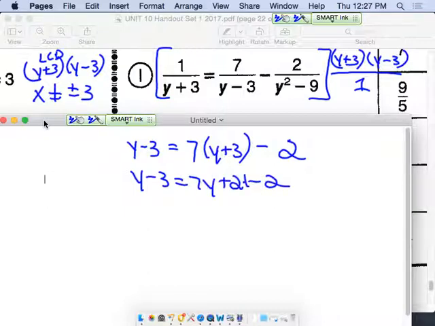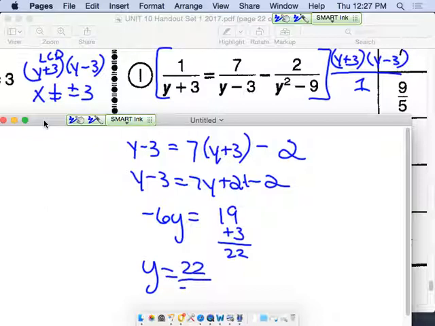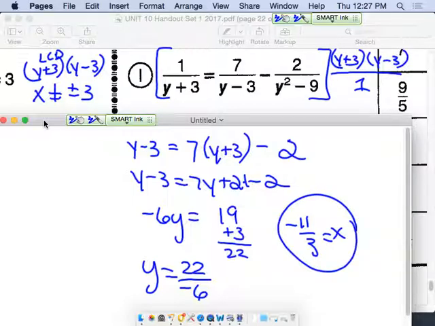And let's see, so that gives me negative 6y, and 21 minus 2 is 19, but I add 3 to that, and I get 22. So with this problem, I end up with y equaling 22 over negative 6, which is negative 11/3. That's my value of y. I compare that to my excluded value set. I see that I have no overlap, so y equaling negative 11/3 is my final answer.